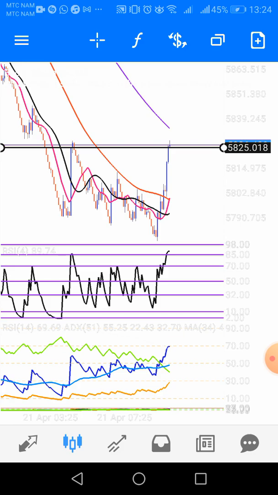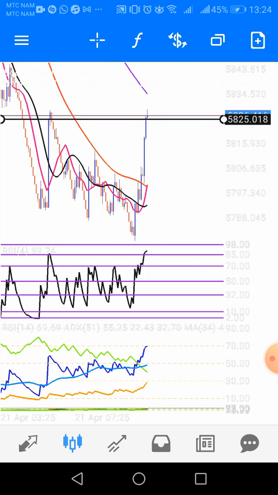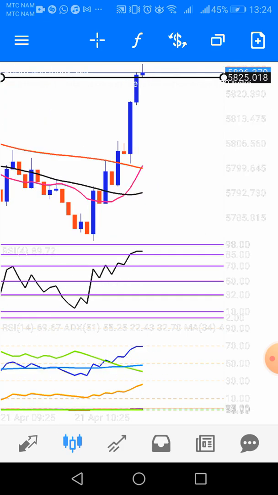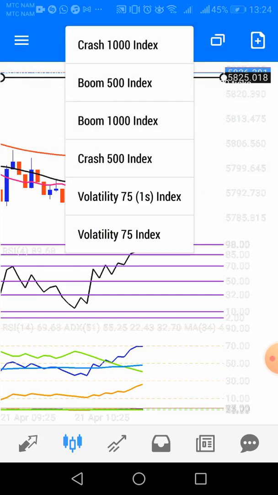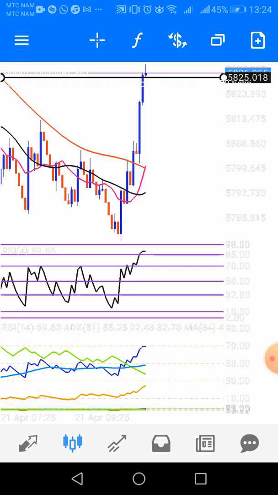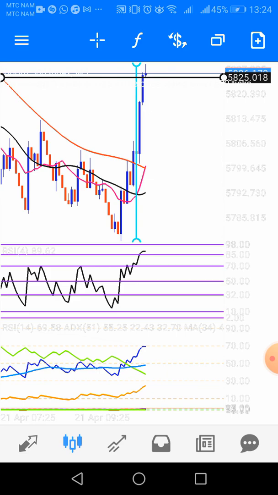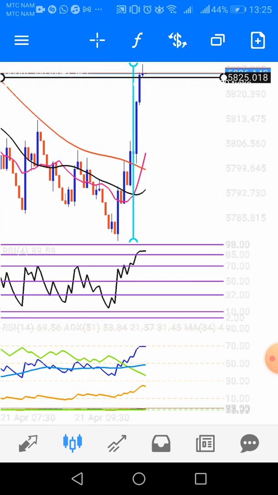So now our strategy is like this. If you want to catch a spike on the 1 minute time frame, what you do is you wait for this moving average. Here we are on boom, if I'm not wrong, it's boom 500. You wait for these moving averages on the mini chart, these pink and black, to cross each other. That means now the pink moving average has to be above the black moving average.